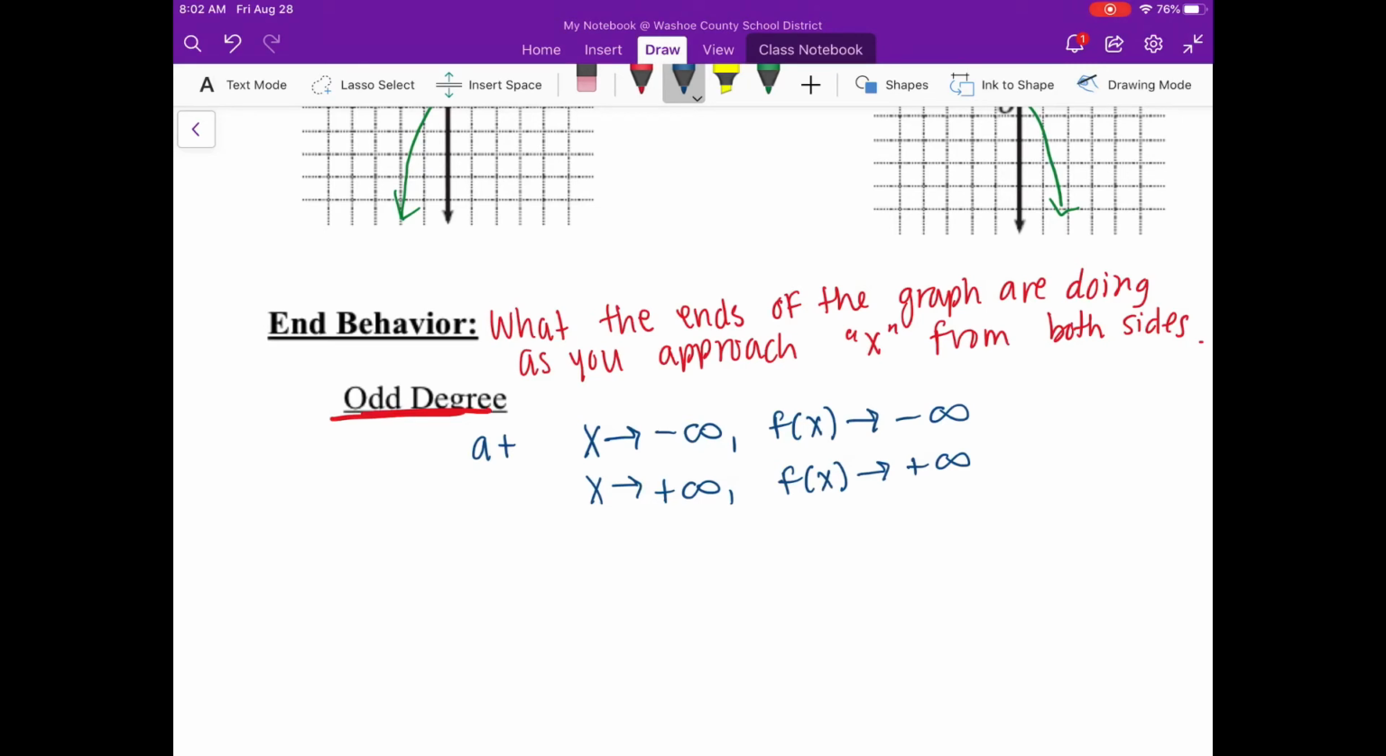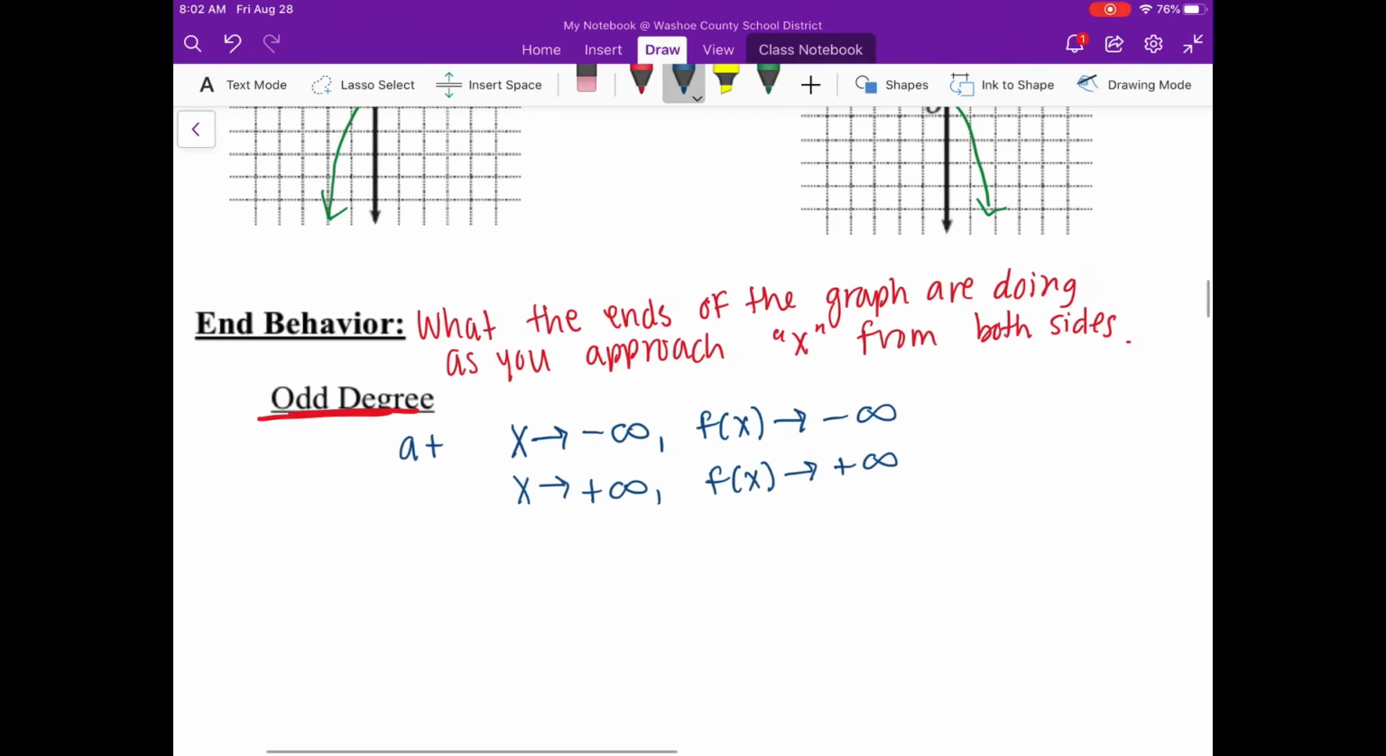So if I were to think about my most basic positive function, an odd positive function, remember I said the equation of a line technically has a 1 exponent, so I know it's odd. And this is a positive slope in the equation of a line, okay? So here is what this definition means. As I look, this is the left side of my graph. The negative infinity would be the left.